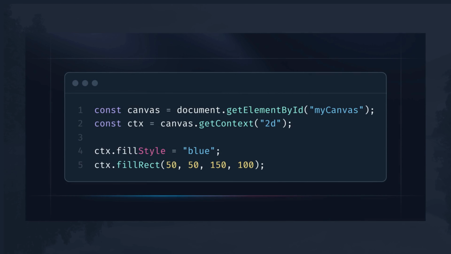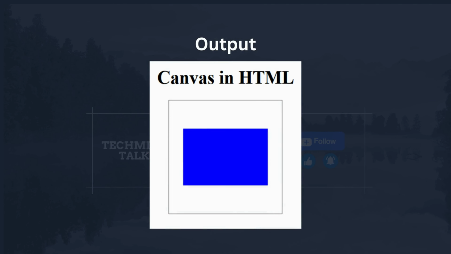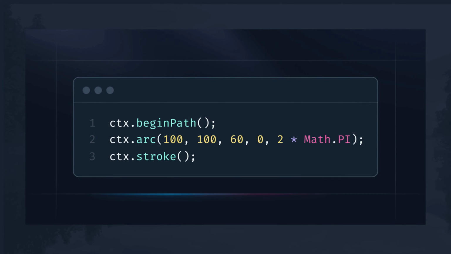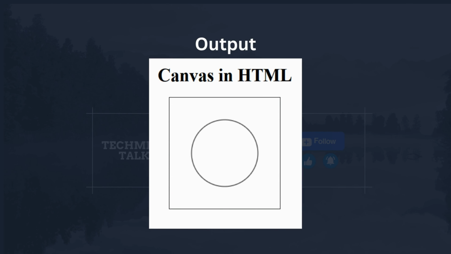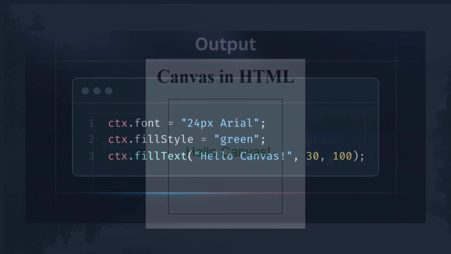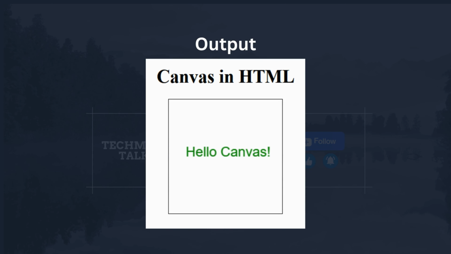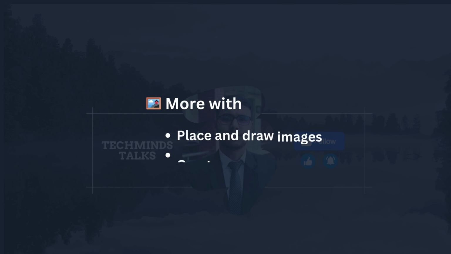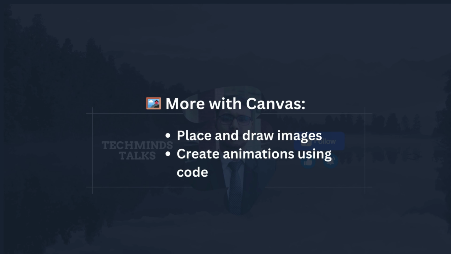We can draw shapes like rectangles using JavaScript. And we can also draw a circle using this code. We draw text as well using this code. And we can also place an image and draw animation here. Next time we will see more about this, inshallah.